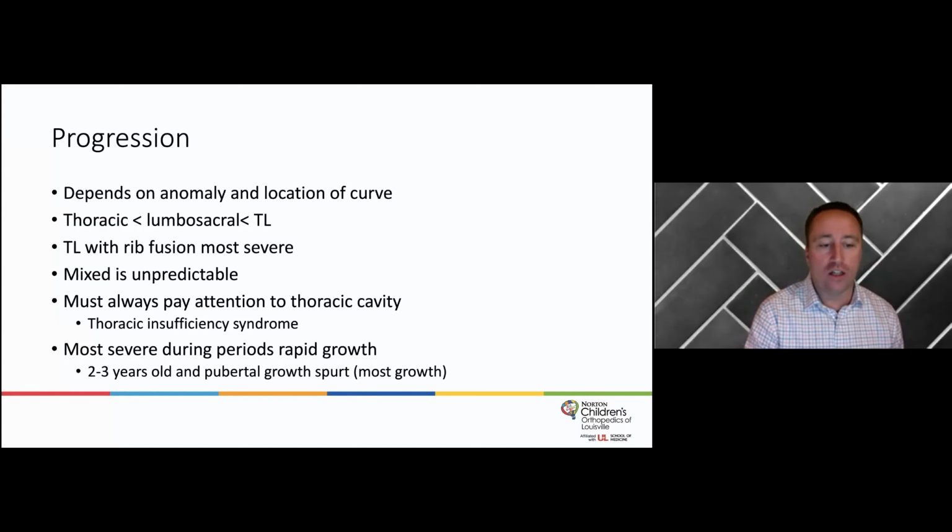You really want to watch these at different periods throughout their life, but usually the first 5 years of life is when they're going to grow the most, and then after the adolescent period, they're going to progress as well. And I have a picture to show you later on where early on it may only be like a 30 or 40 degree curve, but once they start to hit their adolescent growth spurt, it's going to exponentially progress.